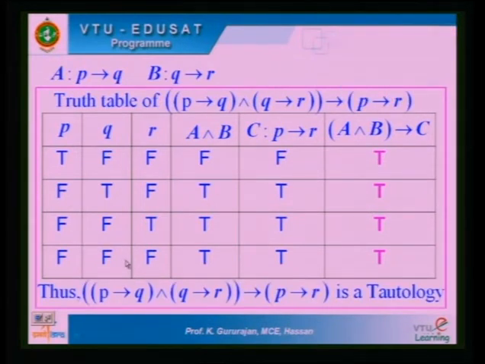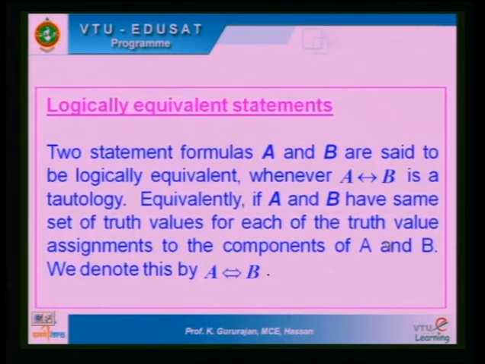Here the truth table will contain totally 8 rows, because P, Q, R, there are 3 variables involved here. Each variable will have exactly 2 choices, like P is true or false, Q is true or false, R is true or false. So, total number of choices will be 8. If you construct the truth table of this formula, it will contain 8 rows. In all the 8 rows, the last column for the formula will have the truth value T.